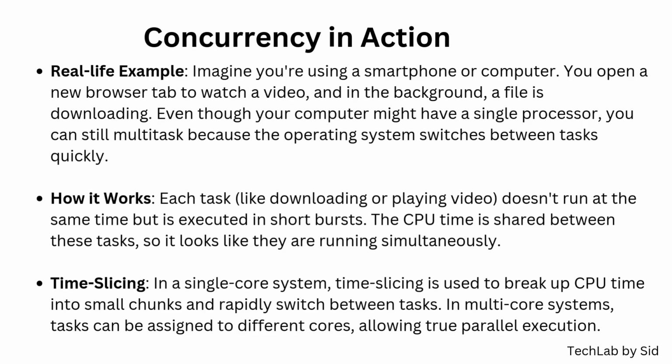Time slicing and parallel execution. The process that makes this possible is called time slicing. In a single-core system, time slicing divides the CPU time into tiny chunks, rapidly switching between tasks to give the illusion of simultaneous execution. On multi-core systems, things get even more powerful. Tasks can be assigned to different cores, allowing the system to execute multiple tasks at once in true parallel, boosting both speed and efficiency. Whether on a single-core or multi-core device, concurrency allows you to juggle tasks effortlessly, keeping everything running smoothly without a hitch.